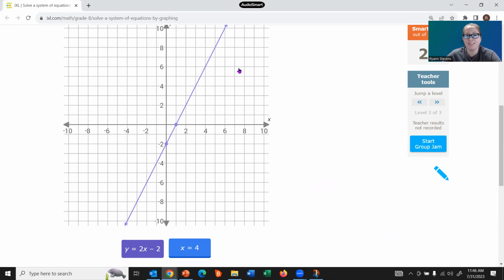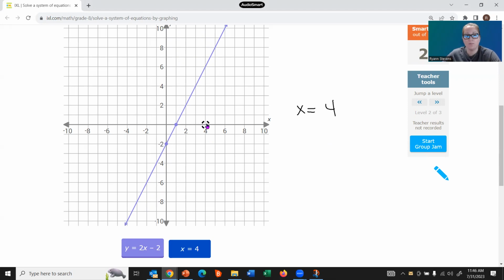All right, and then the next graph we have is a little bit different. This is where we have x equals 4. We don't have this in slope-intercept form, right? This is just telling us that our graph is x equals 4. So what this means is that when we plot our points on this graph, oops, let me go back to here. There we go. For x equals 4, for every value that we have of y, our x is 4.